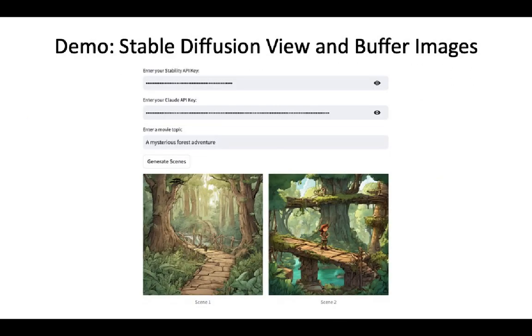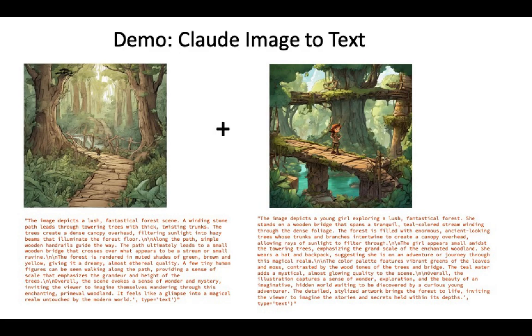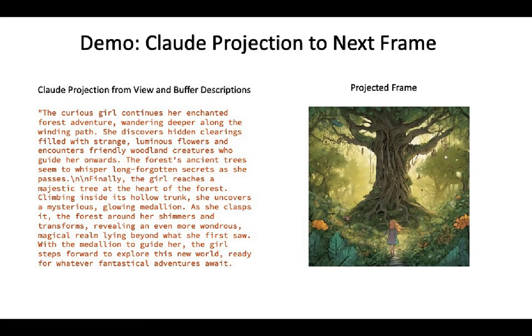Here we see the program in action. Stable Diffusion creates its view and buffer frames. Next, Claude Opus does image to text for the view and buffer frames. It compares these two text bodies, projects the next prompt, does a summary, and sends it to Stable Diffusion.